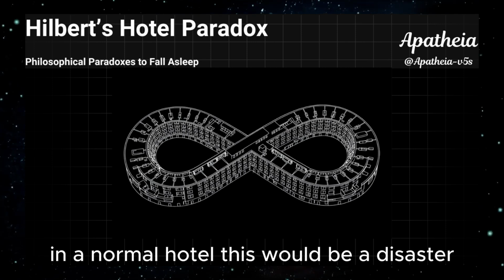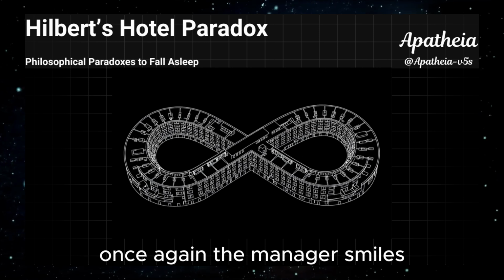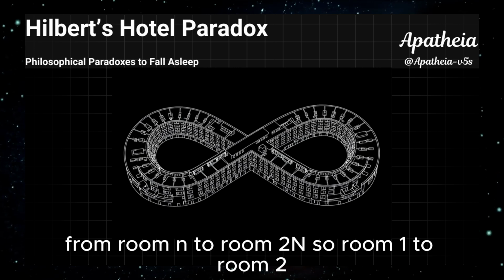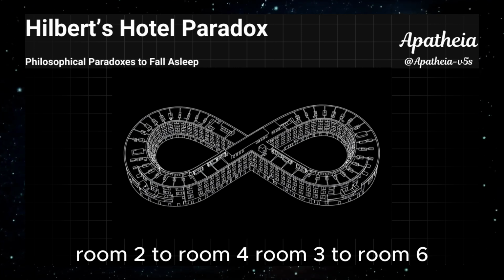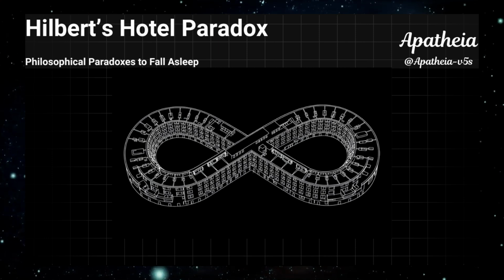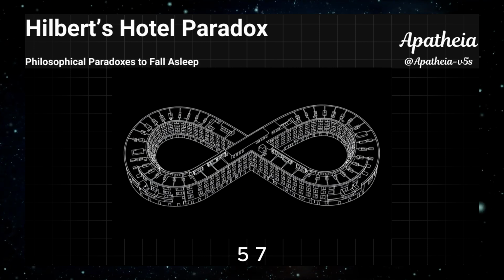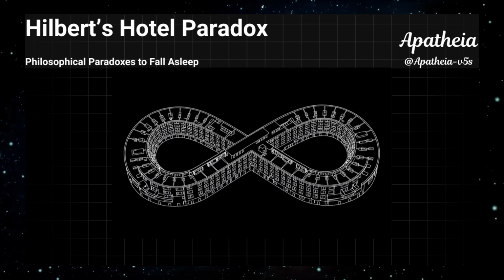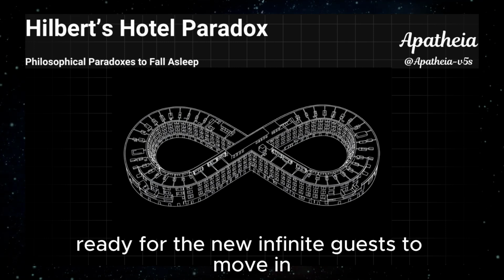In a normal hotel, this would be a disaster. But Hilbert's Hotel has its own rules. Once again, the manager smiles. He tells every current guest to move from room N to room 2N. So room 1 to room 2, room 2 to room 4, room 3 to room 6, and so on. Now all the odd-numbered rooms, room 1, 3, 5, 7, are empty. And since the odd numbers themselves go on forever, there are now infinitely many empty rooms, ready for the new infinite guests to move in.